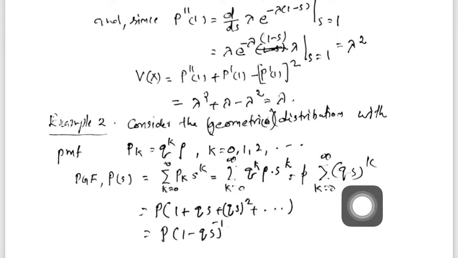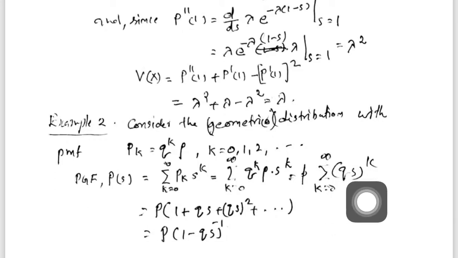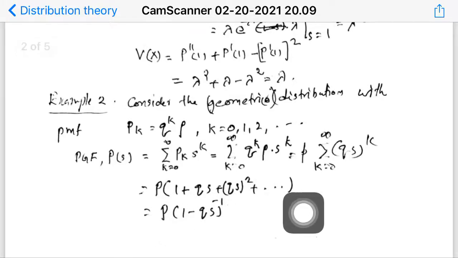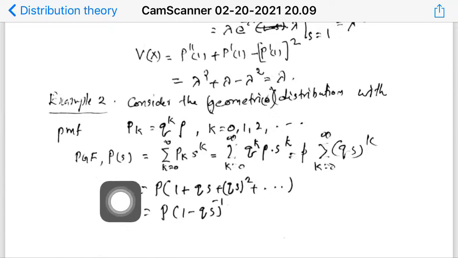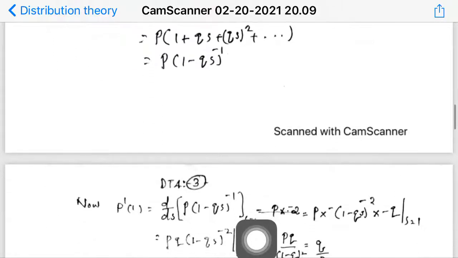And you know that this is a converging series whose value is (1 minus qs) to the power of minus 1. So this becomes p into (1 plus qs plus (qs) whole square plus etc.). And finally you will see that the PGF is equal to p into (1 minus qs) to the power of minus 1. Okay. And now you will see how the mean and variance of this geometric distribution can be found out using the PGF, probability generating function.